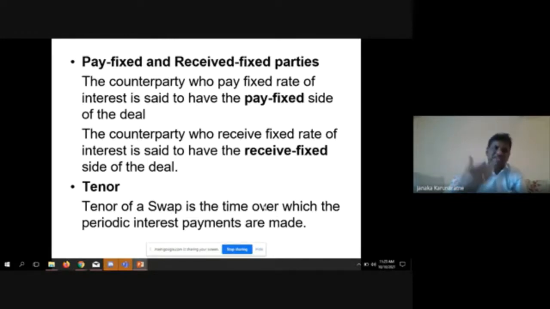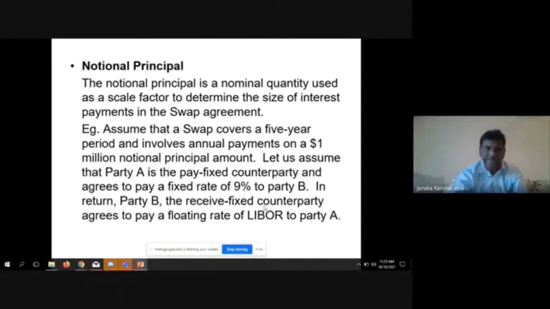So there is a little bit of terminology. The counterparty who pays the fixed rate of interest is said to be on the pay fixed side. The counterparty who receives the fixed rate of interest is called the receive fixed. The tenor of a swap is the time over which the periodic interest payments are made.